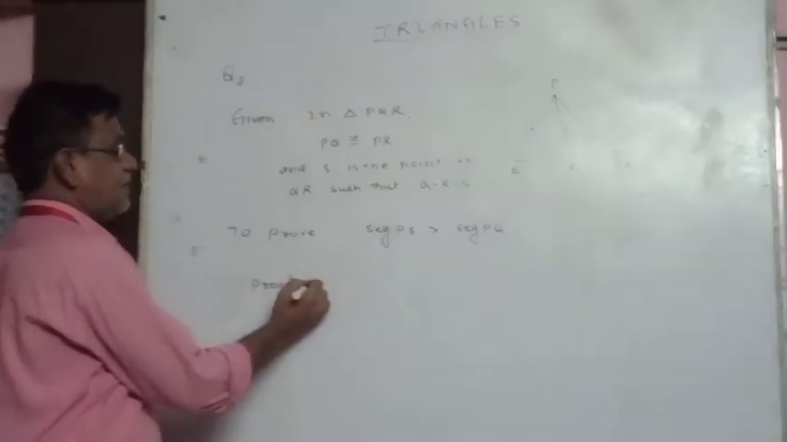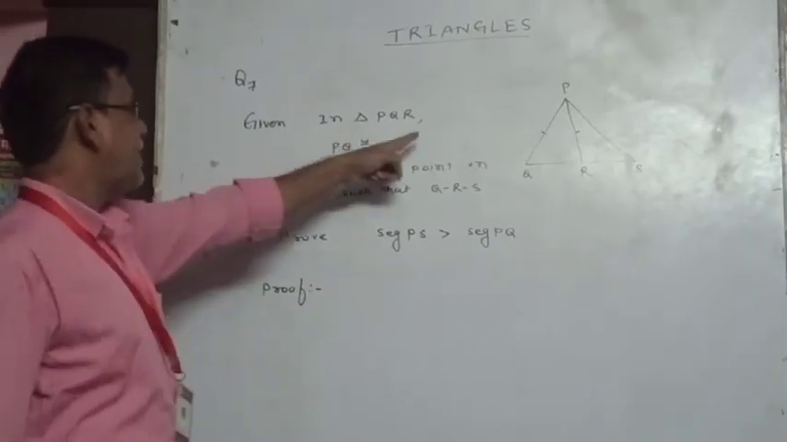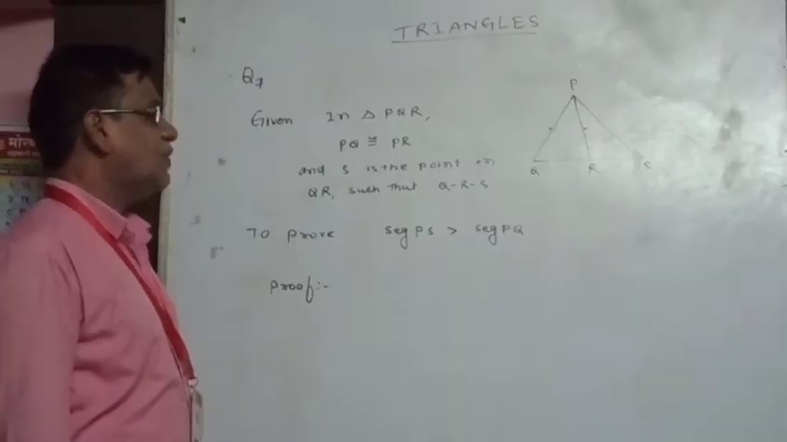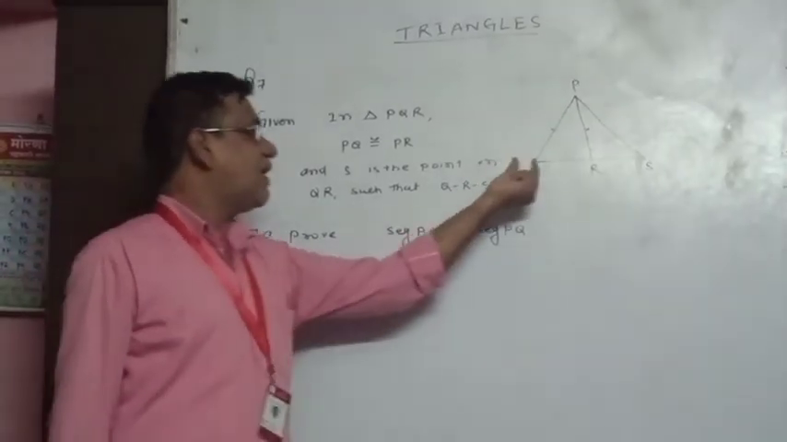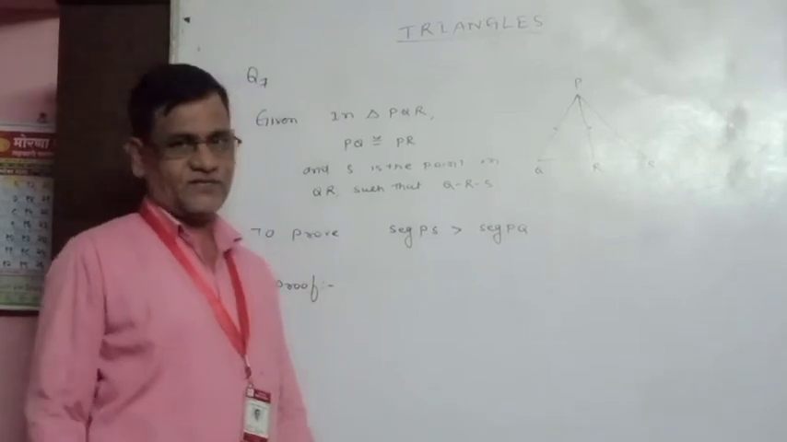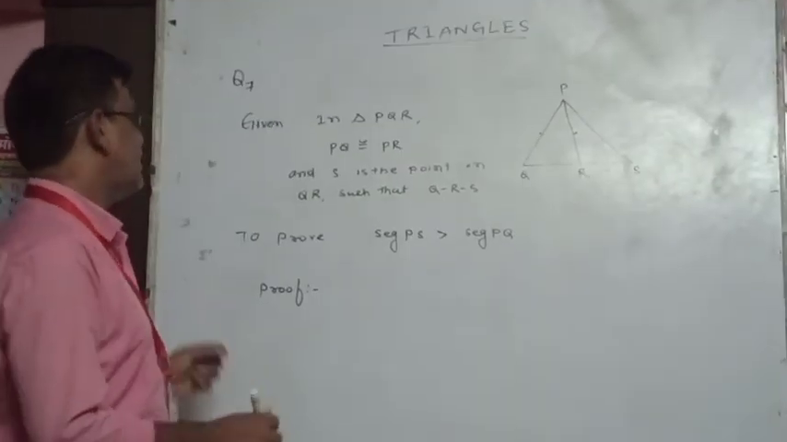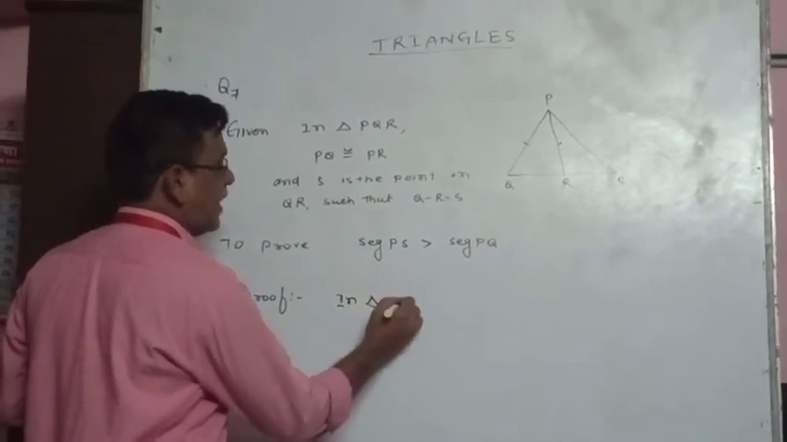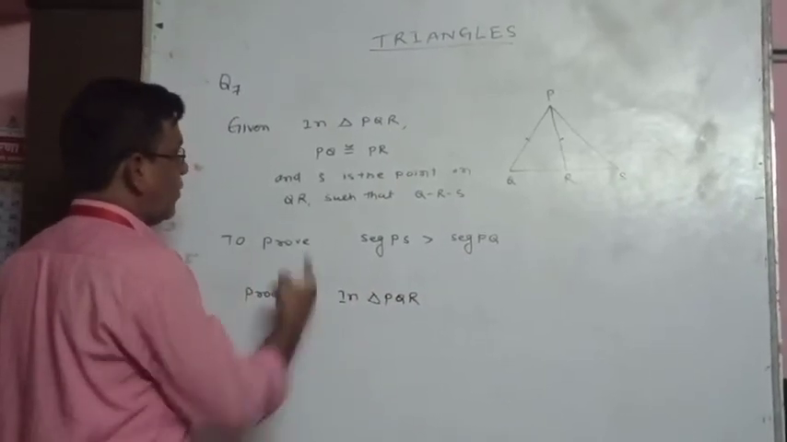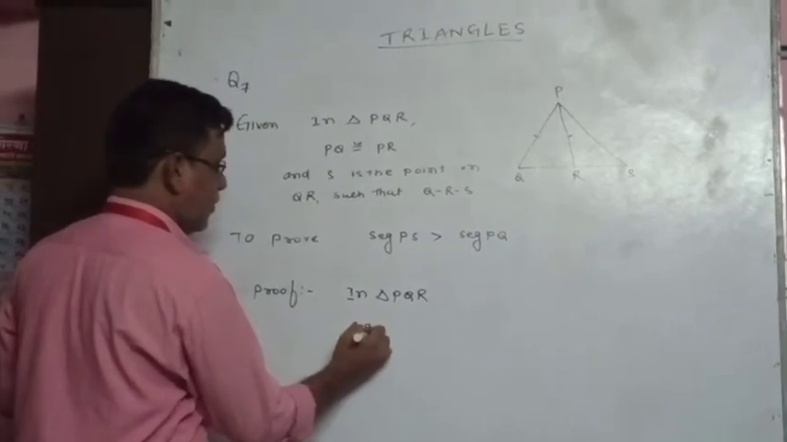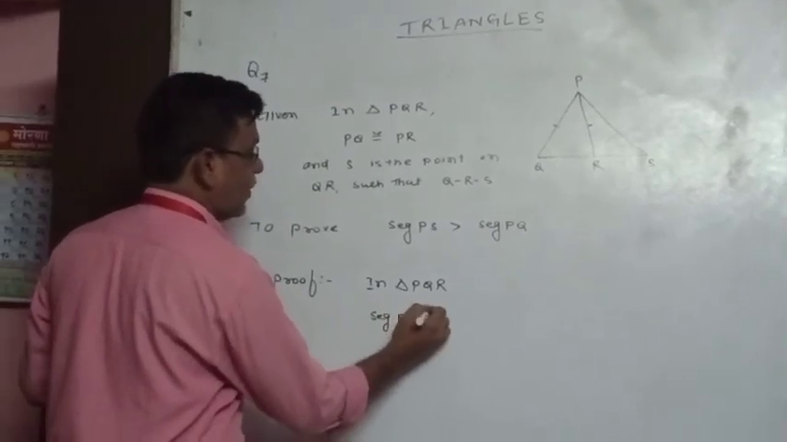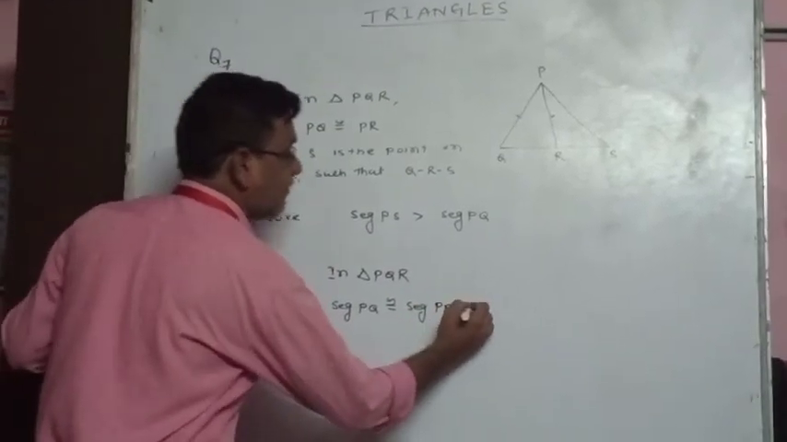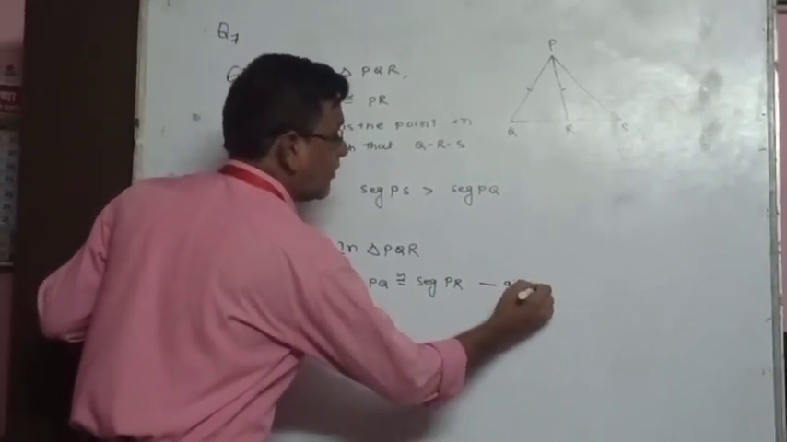Now concentrate here. In triangle PQR, PQ is congruent to PR. It means it is an isosceles triangle. So you can prove that angle Q is congruent to angle R from the isosceles triangle theorem. So you can say that in triangle PQR, we know segment PQ is congruent to segment PR. It is given. Okay, every time you have to write down the reason also.